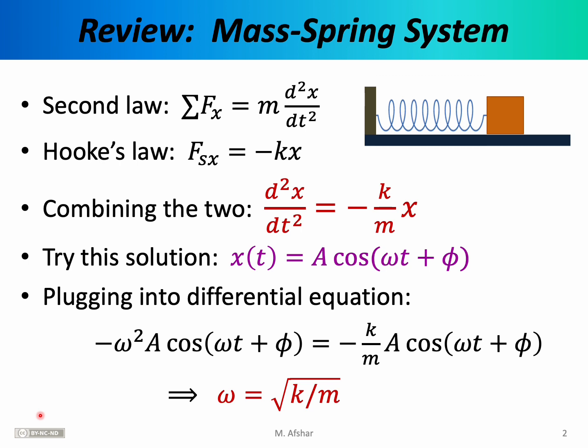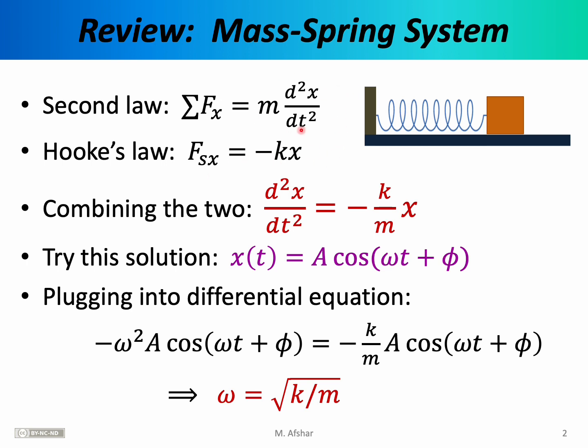However, before doing so, we should review our main example of simple harmonic motion, which is the simple mass spring system. According to Newton's second law of motion, net force is equal to mass times acceleration. According to Hooke's law, the spring force in the x direction is equal to minus kx.